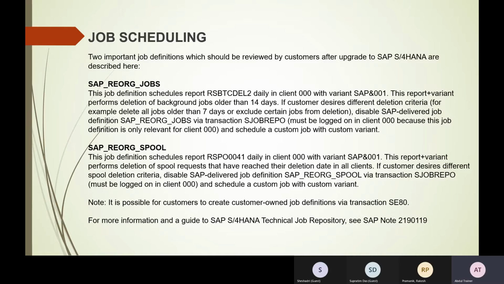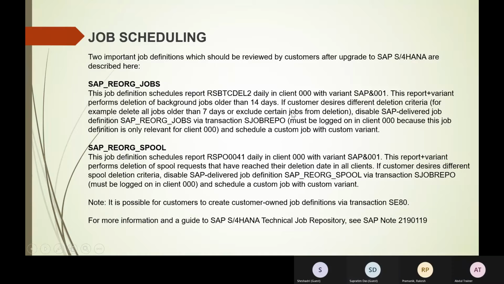But there is a requirement that all the background jobs should be kept for at least 30 days, so you change the variants. But when you migrate to S/4HANA or perform the conversion to S/4HANA, then the default will be set again. Then you have to go and reset whatever you want. It is a default behavior.